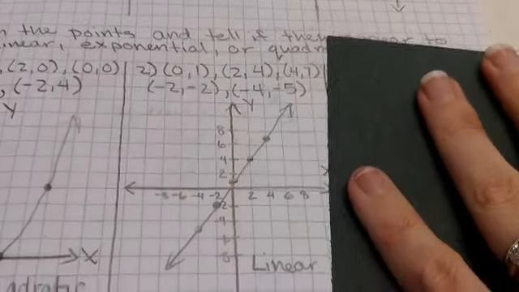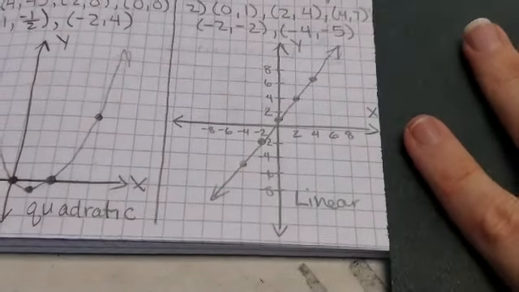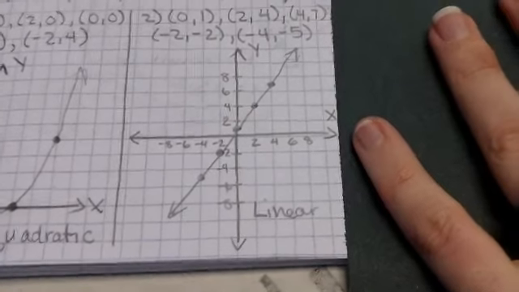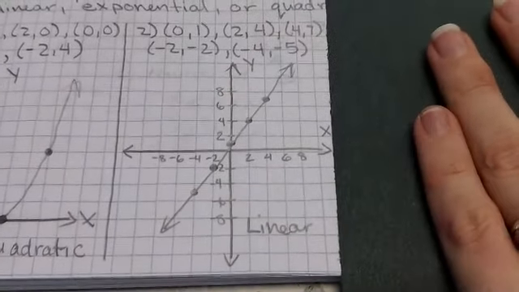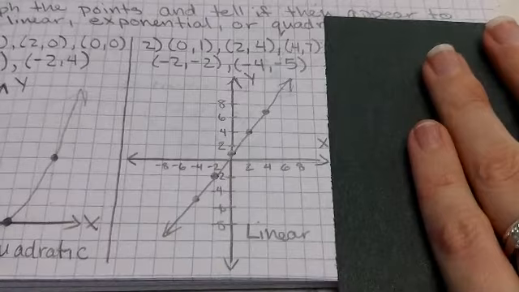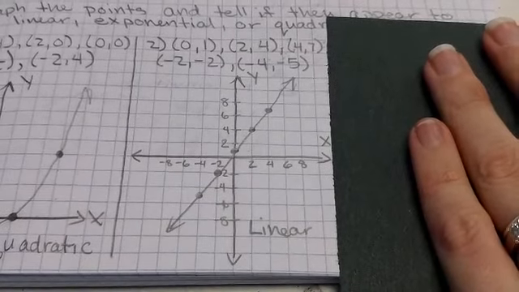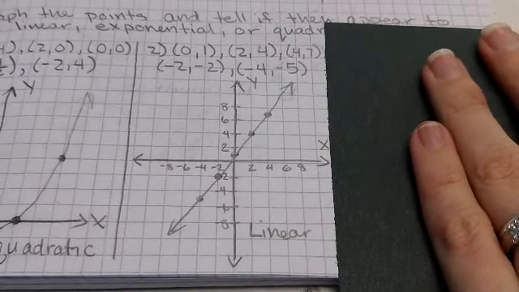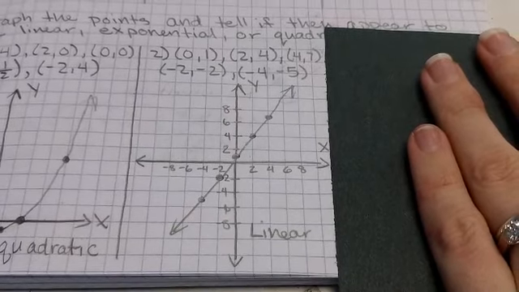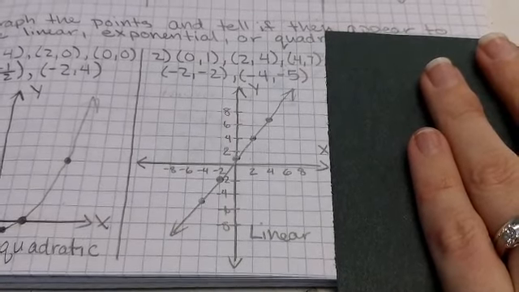So when you graph that, I changed my scale a little bit so I could fit it on my page. I came up with a straight line, so I labeled it as linear. I'm making each box worth 2.